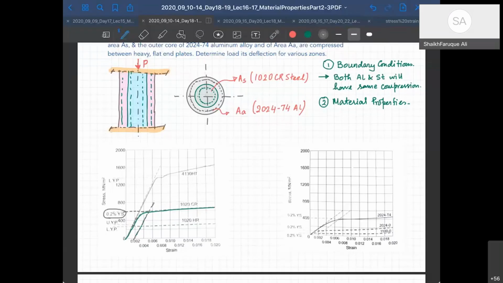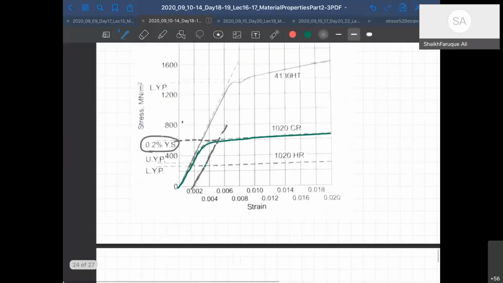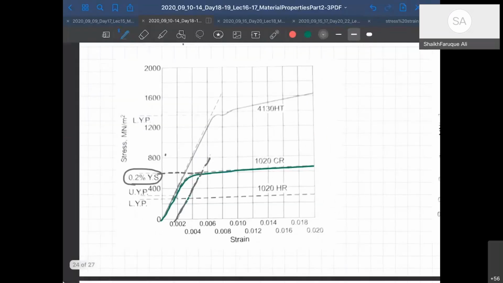You can find the value. It will be something around 400 or something. 800 is here, 400 is here, so it will be around 600 something, or 500 something. So this is the curve, and let's see what we have here is 2024 T4. Let me increase it so you can see it better. So that's the curve that we need to follow. This is the material, and it doesn't have a proper yield point like the material here.